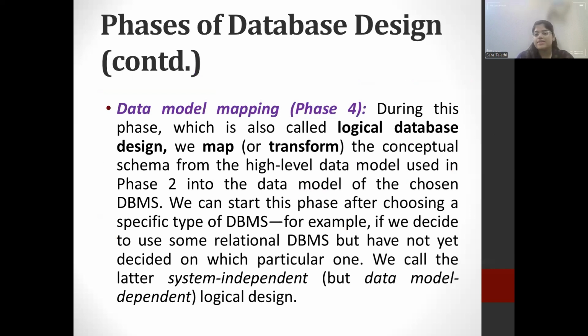The fourth phase is about data model mapping. During this phase, which we also call logical database design, we map the conceptual schema from the high-level data model used in phase two into the data model of the chosen DBMS. We can start this phase after choosing a specific type of DBMS. Let's take an example. If we decide to use some relational database management system but have not decided on a particular one, we call the latter system independent, but the data model is still dependent on the logical design.